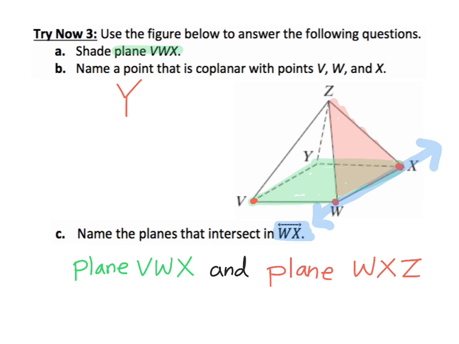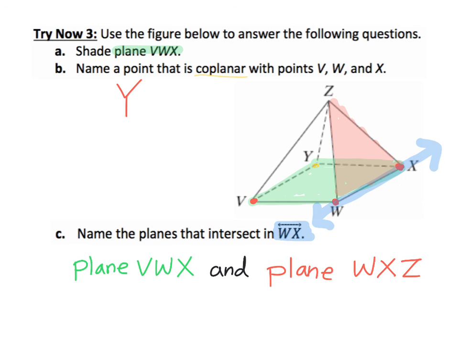The first step was just to shade plane VWX. So I found those 3 points. I highlighted them in red in the picture, and notice that's the bottom of the shape. So I colored that in green. Name a point coplanar with VWX. Remember that the word coplanar just means same plane. So the other point that is on that green plane would be point Y.